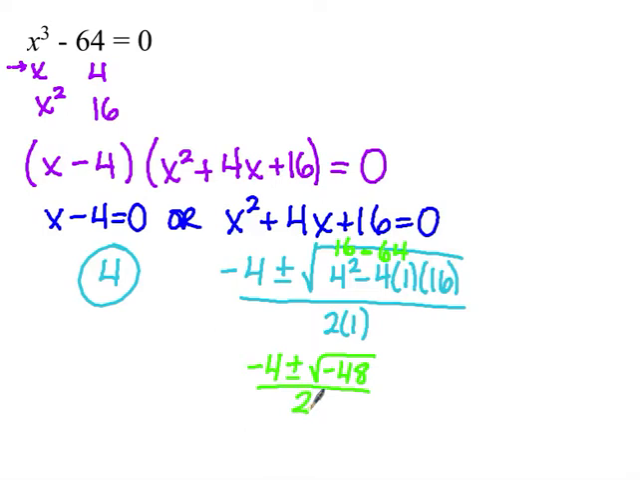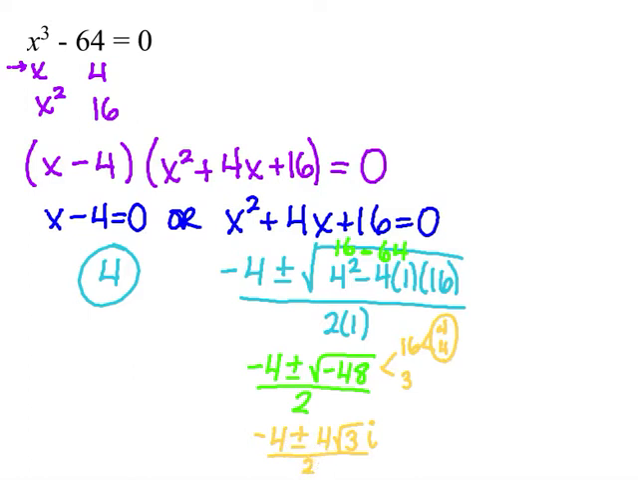48 over 2. So now you need to break down 48 and we need to simplify that. Okay, so let's go ahead and break down 48. We know that 48 is 16 and 3. 16 is 4 and 4. So I can actually stop right there and just take out a pair of 4s. Okay. So negative 4 plus or minus 4 root 3i all over 2.